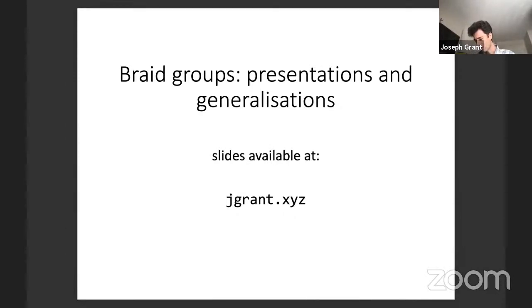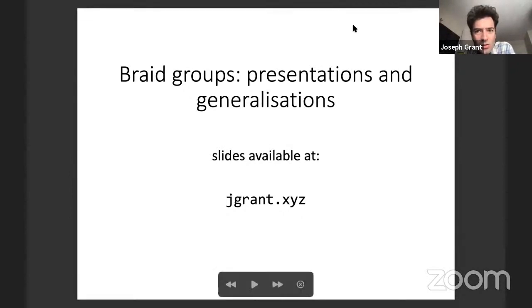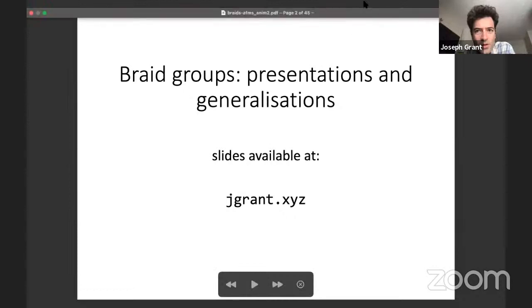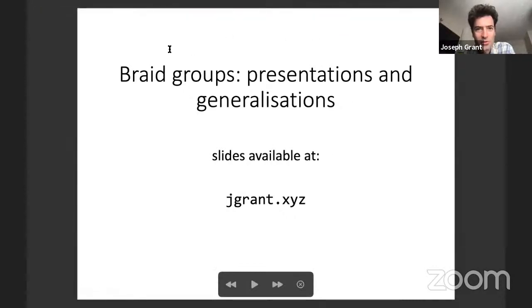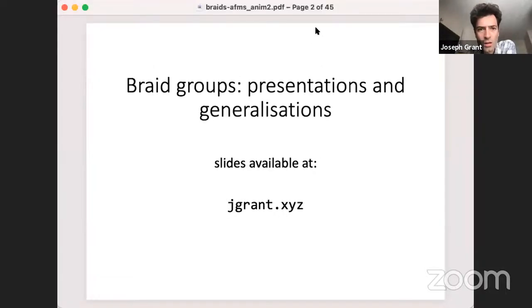And okay, I'm going to talk about braid groups. And okay, how do I annotate? Whenever I use Zoom, it takes me a minute or two to find the controls. I know there is a way to annotate things. Okay, maybe I'll start and try and work it out as I go along.